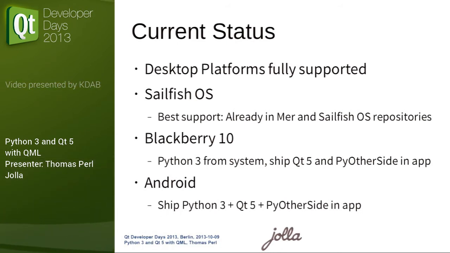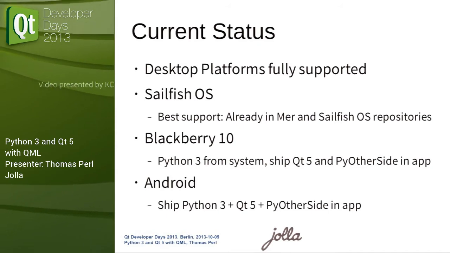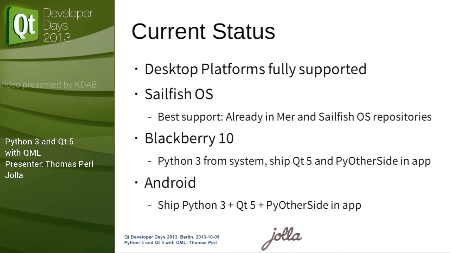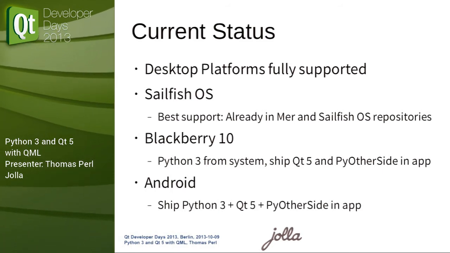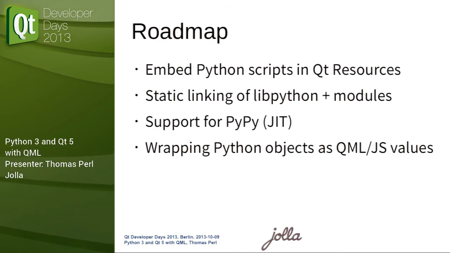Because it's cross-platform and an open source community project, there's also support for BlackBerry 10. You can take Python 3 from the system because there's actually Python 3 installed there already. But you have to ship Qt 5 and PyOtherSide in your application at the moment, which increases the size of the application. As soon as they ship Qt 5, then you only have to ship PyOtherSide with your application. There's also support for Android, but because there's no Python installed there, and no Qt 5, you would have to ship Python 3 plus Qt 5 plus PyOtherSide in your application, which grows your application to quite some size, especially if it's a small application. If it's a big application, it's probably okay.